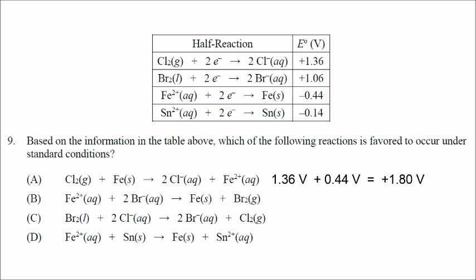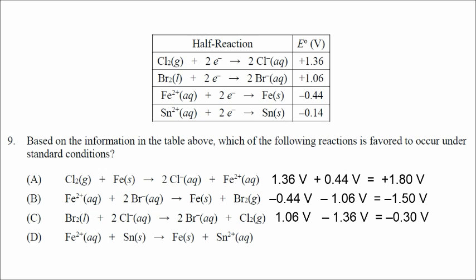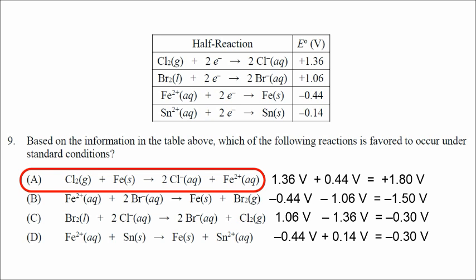Let's confirm that B, C, and D all have negative cell potentials. So for B, I would have to take the third half reaction and write it as is. I would have to reverse the bromine half reaction, so I get a negative 1.06. Negative 1.5 means that's not favored. And then when I do the math for reaction C, I get a positive 1.06 because I didn't reverse it, but then I get a negative 1.36 because I had to flip the other half reaction around. So as you can see from this math, reactions B, C, and D all have negative voltages. Only reaction A is favored, and that's the correct answer.